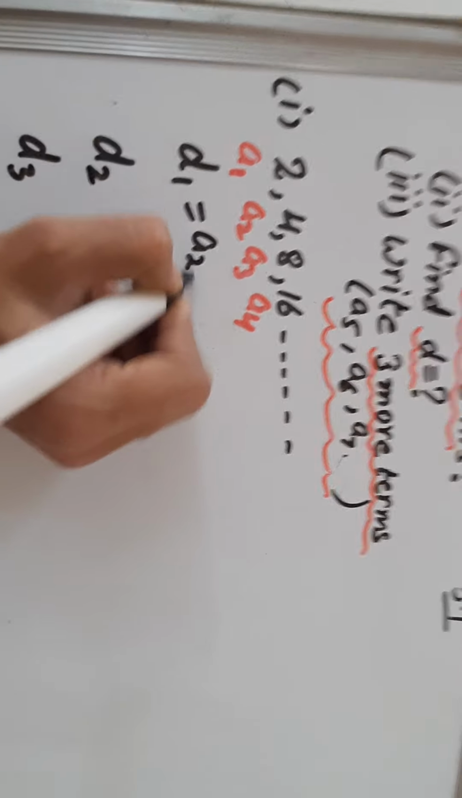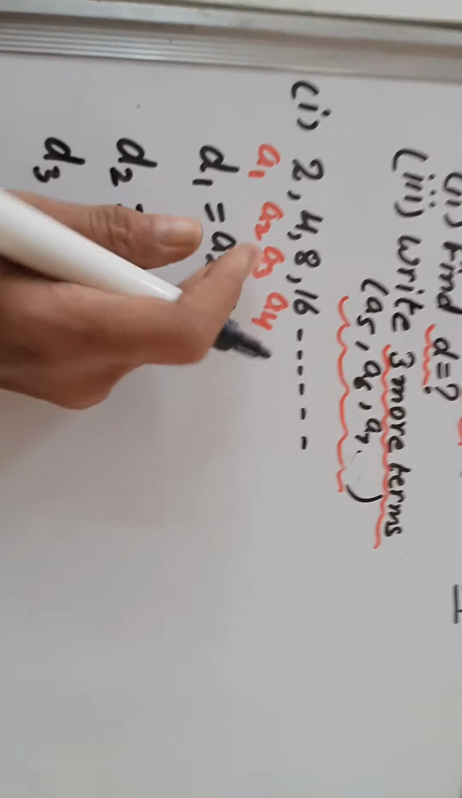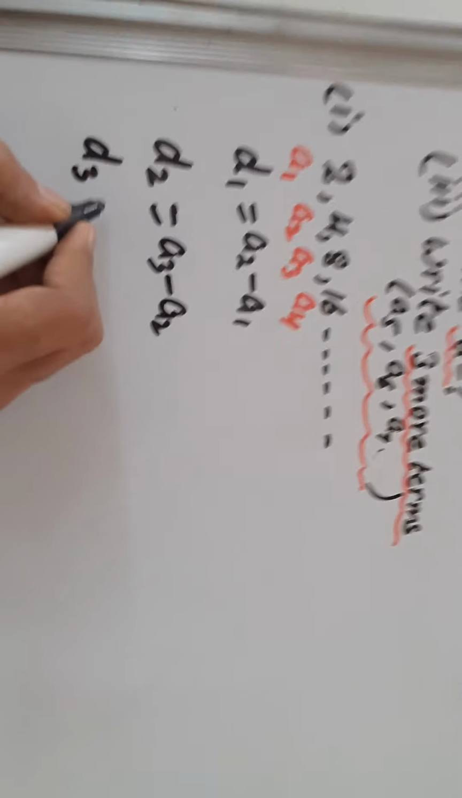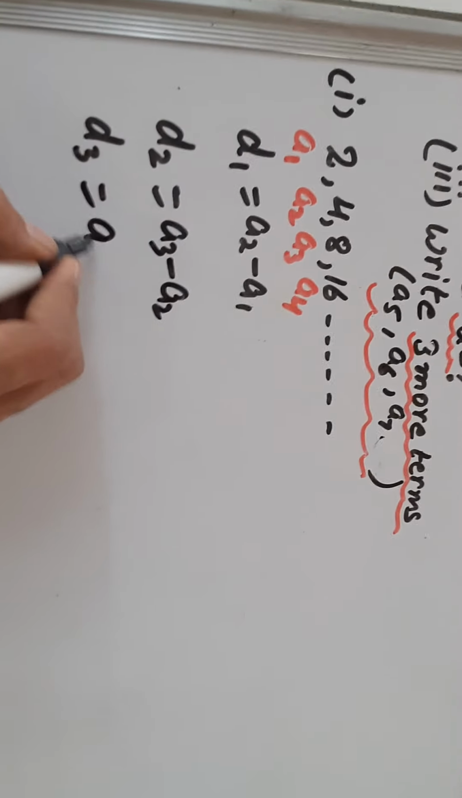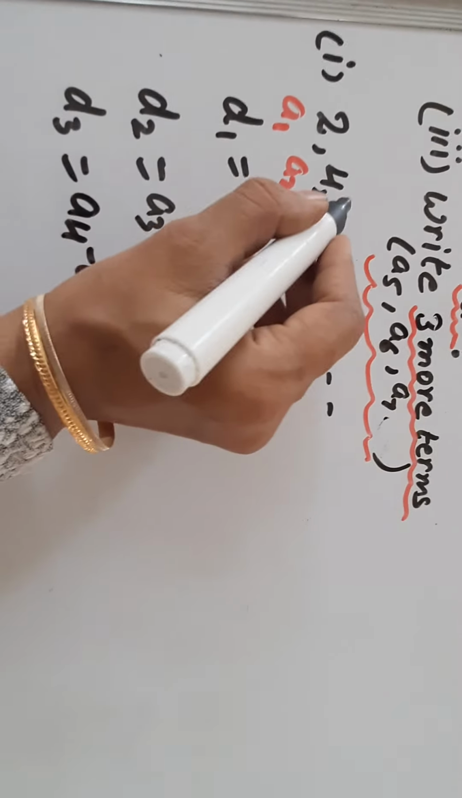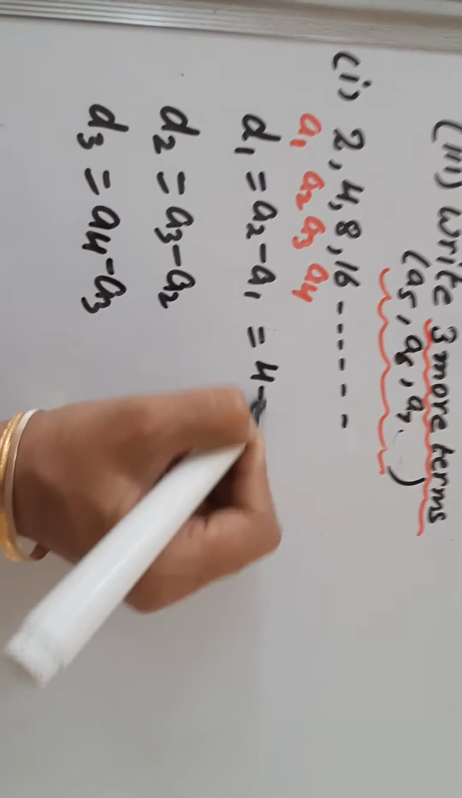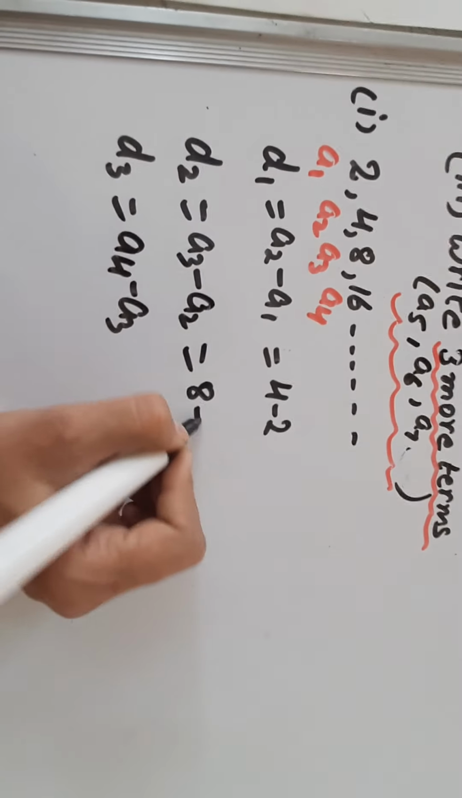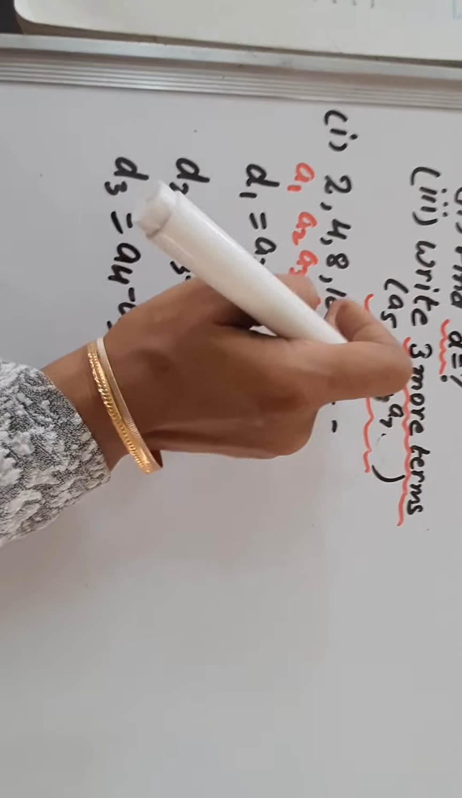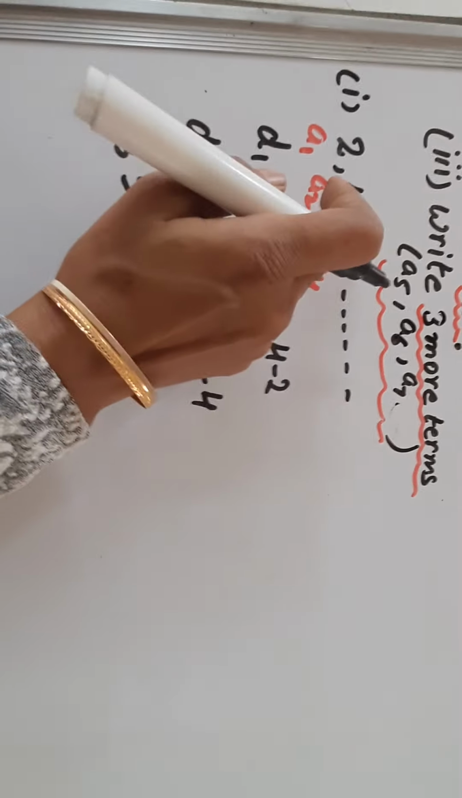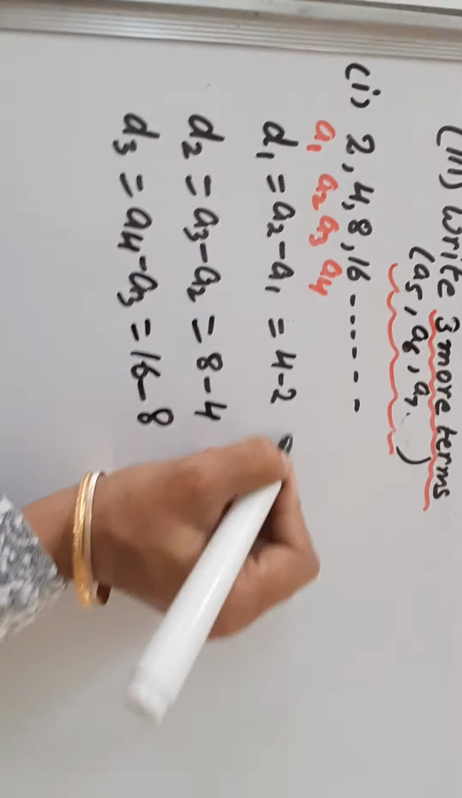For the first, the formula is A2 minus A1. For the second, A3 minus A2. For the third, A4 minus A3, like this. Just put the values. A2 is 4 minus 2. A3 is 8 minus 4. A4 is 16 minus A3 is 8. So let us find out the common difference.